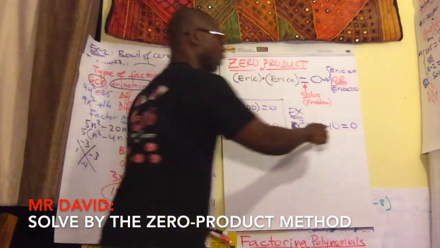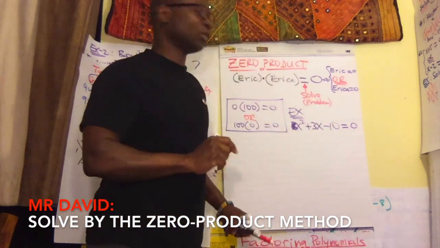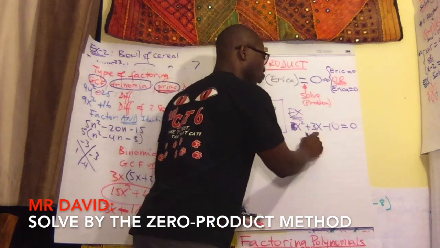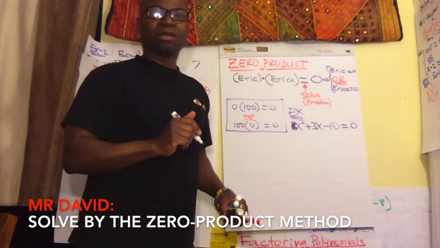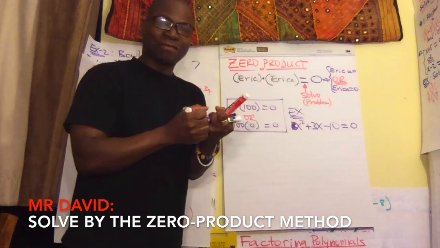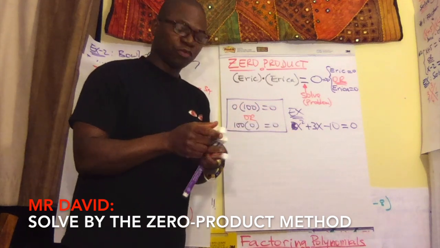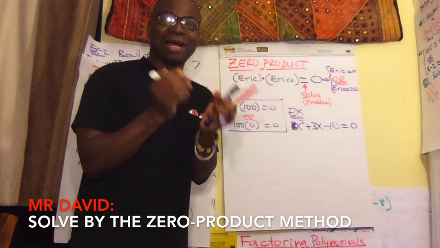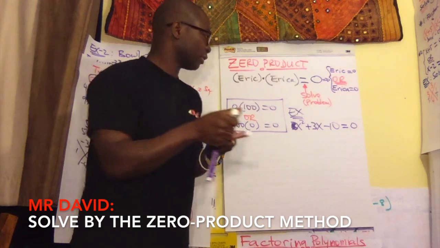We have to have equal. If there's no equal, there's no problem. So x squared plus 3x minus 10 equal to 0. Well, do we have a product? No, we have a trinomial here. The first thing we want to see is if we can factor. So let's see if we can factor this first.